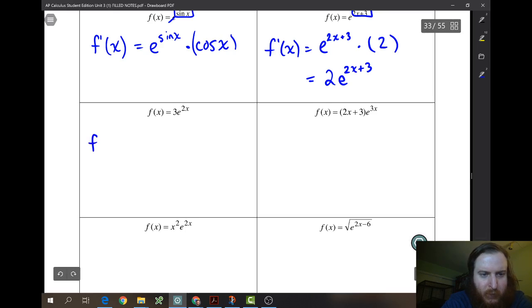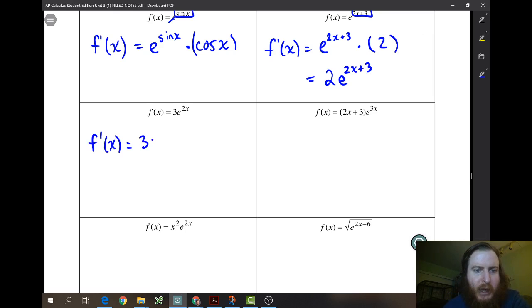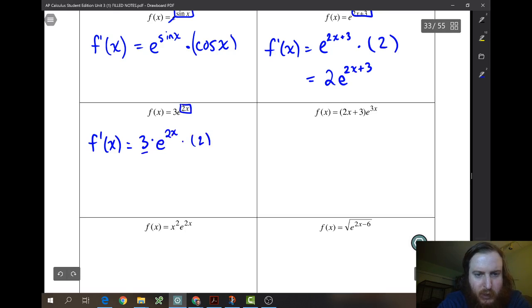Okay, what if we already have a coefficient in front? It just hangs out in front. So it's 3 times. We don't need to do product rule because there's not a second x. It's just 3 times the derivative of e to the 2x, which would be e to the 2x times 2. Now we can multiply our coefficients and get 6 e to the 2x.